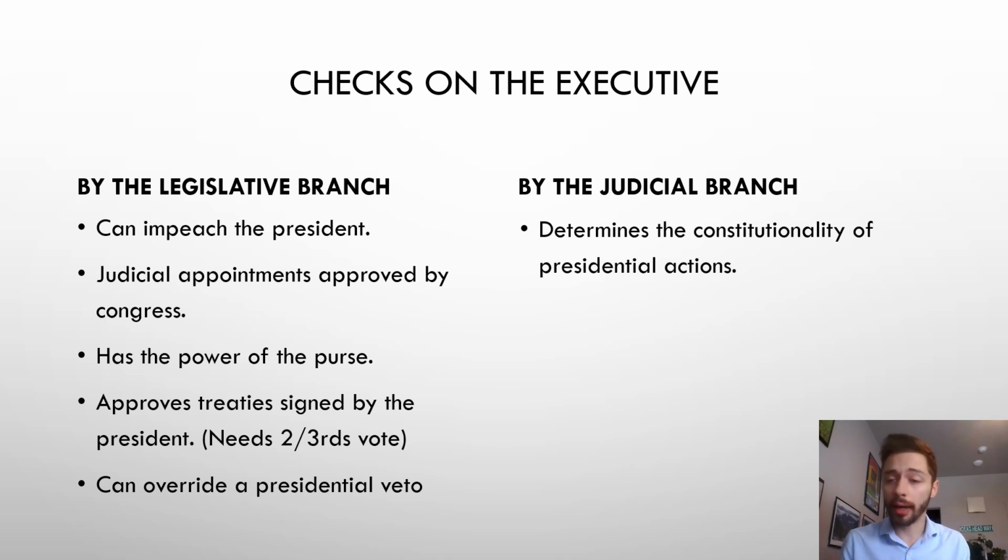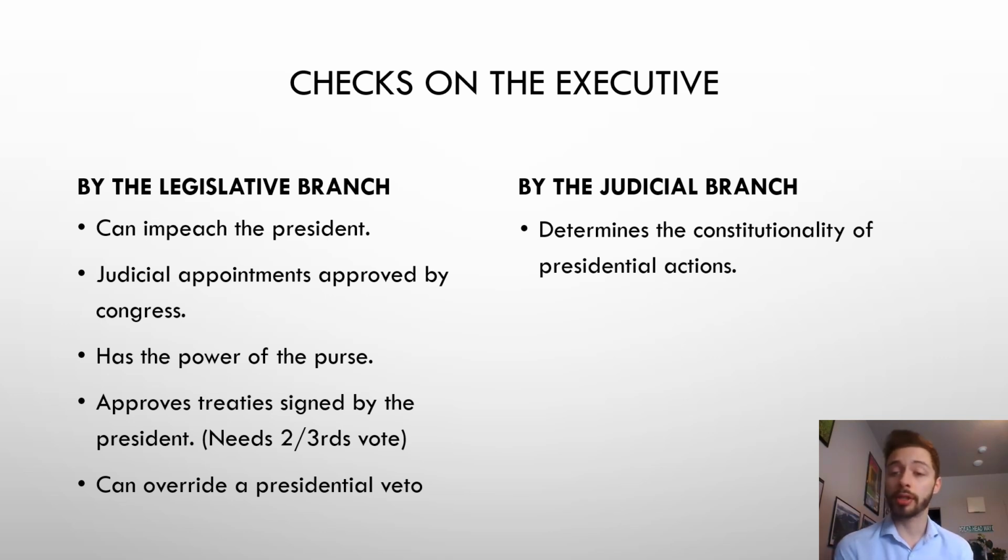Now, how can the other 2 branches check the executive? Remember, we've talked about the system of checks and balances, the Federalist paper that specifically addressed the benefits of checks and balances within our federal government. We see that there are a couple of checks granted to the legislative and the judicial branch to limit the power of the executive branch. Because, like John Locke identified, we have to have measures in place if an individual in office becomes exorbitant with their use of their power.